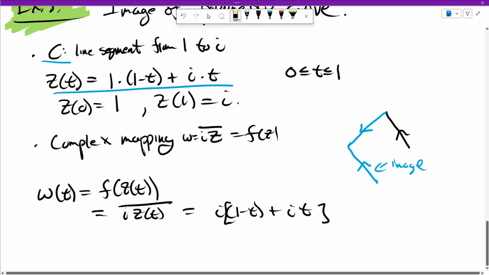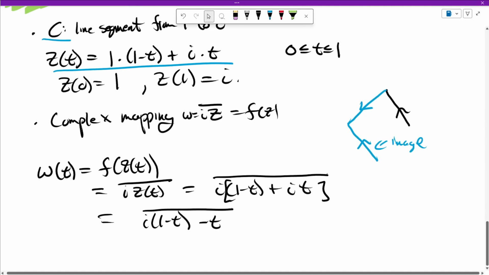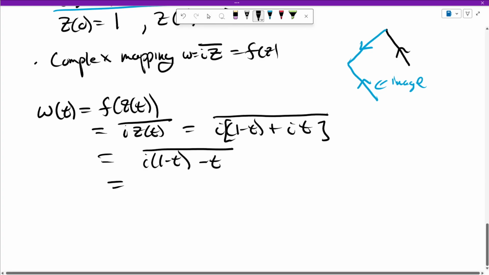That bar was extra big. Let's make it smaller. And then bar that. Okay, so that's going to be i minus it. Well, I guess we'll just leave it as i times 1 minus t, actually. And then we're going to get an i squared, so that'll give us a negative t. And then we bar it. And so that's going to negate the i part, so that's negative i times 1 minus t, minus t. Or if we want to put the real part first, which I do, negative t minus i times 1 minus t.